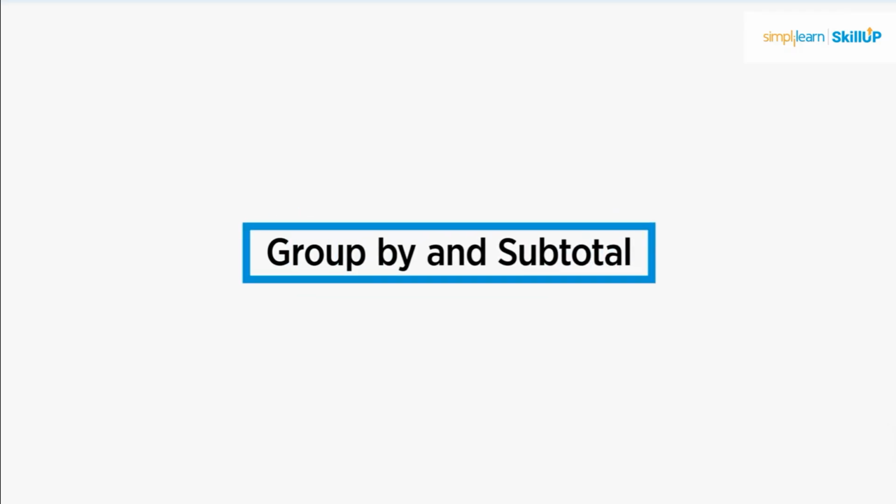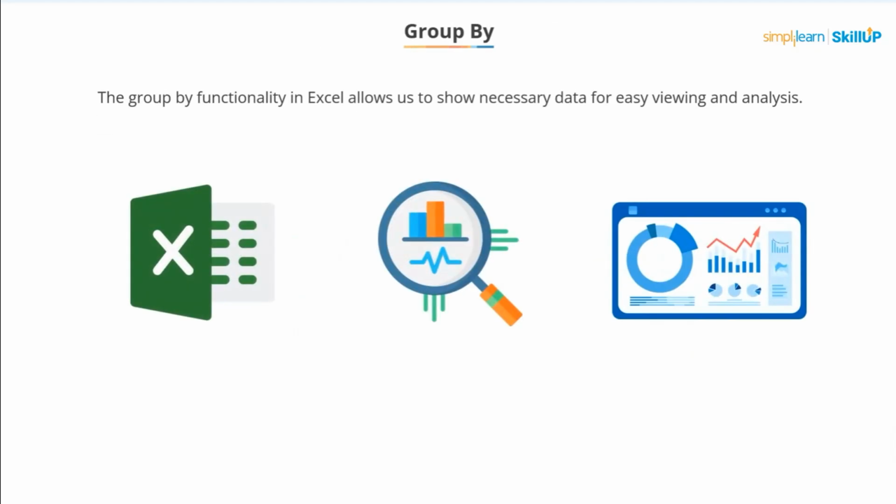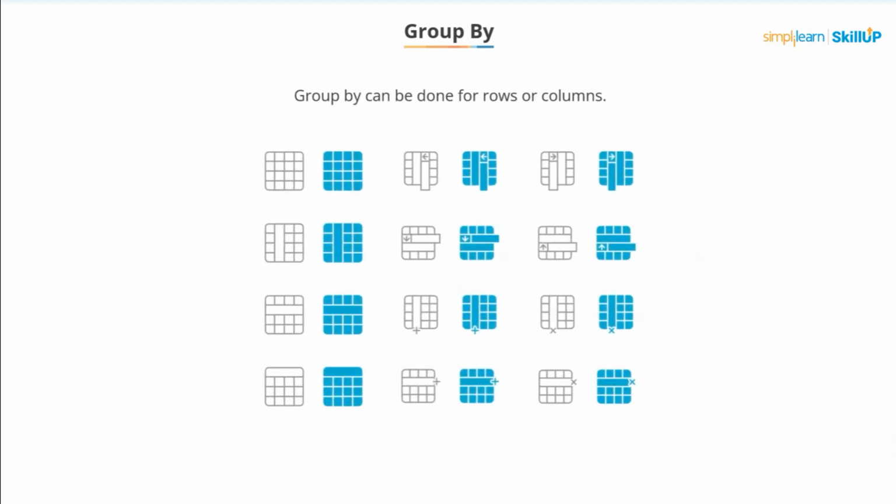We will learn about Group By and Subtotal. Group By and Ungroup By are available under the Data tab within Outline section. The Group By functionality in Excel allows us to show necessary data and hide unnecessary data for easy viewing and analysis. We can also create subtotals and outline for a given set of data. Group By can be done for rows or columns.